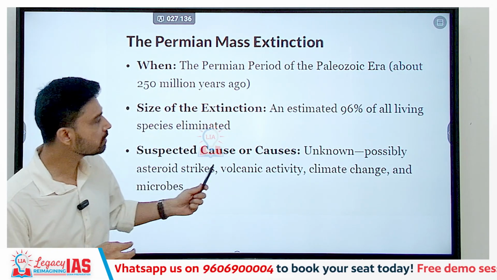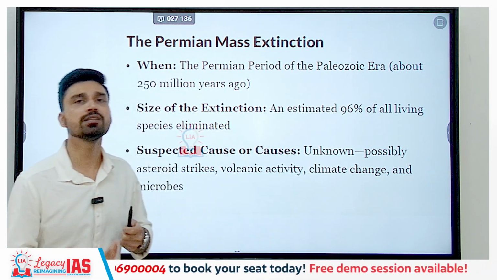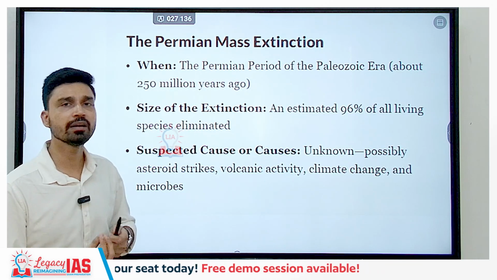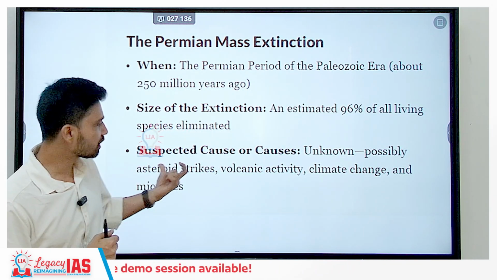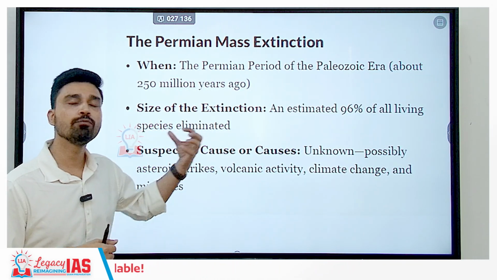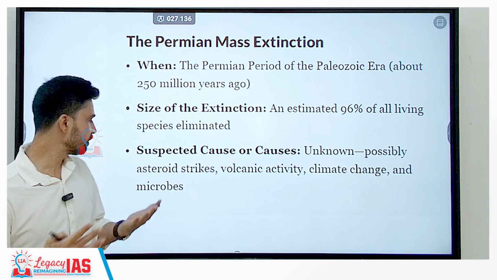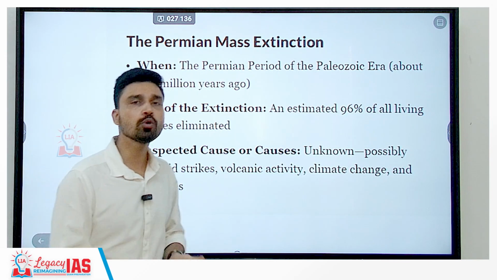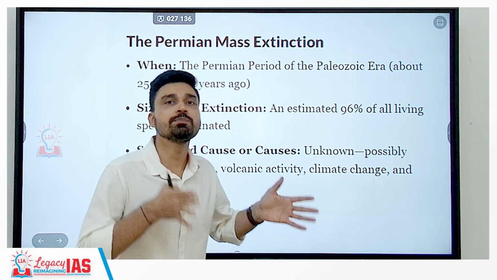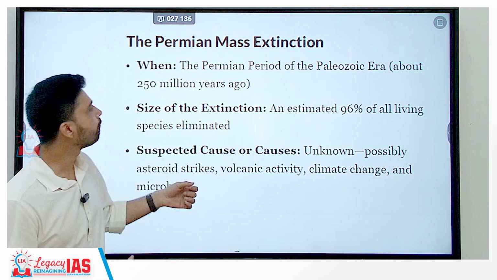The suspected cause is, again, not very clear, people do not have a very clear idea, but it is possibly believed that asteroid strikes happened. At the same time, volcanic activity was picking up, climate change was going on because of these changes, and also some microbes played an important role here in speeding up the process of extinction.